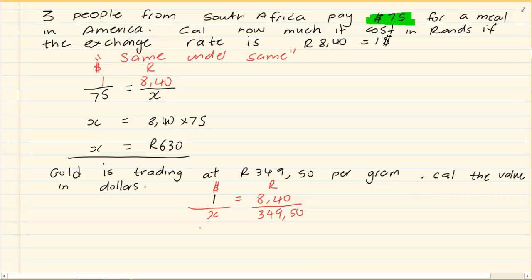So I've got 8 Rand 40. X is equal to 349 Rand 50. Divide by 8 Rand 40. And I have X is equal to $41.61. So the method is the same under same. You keep the dollars under one, you keep the rands under one. Then you're doing cross multiplication.